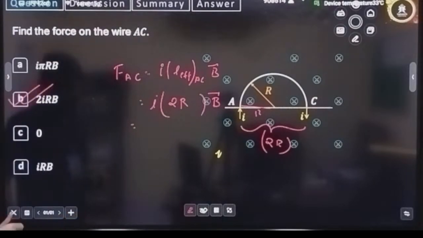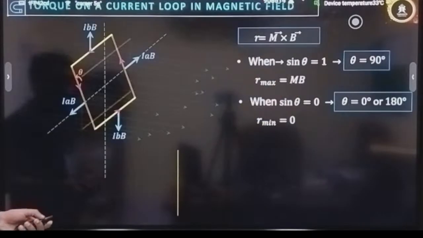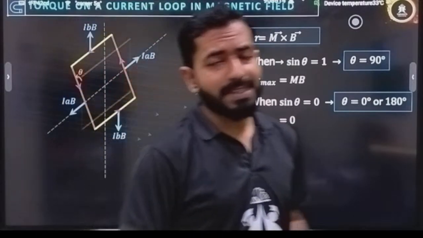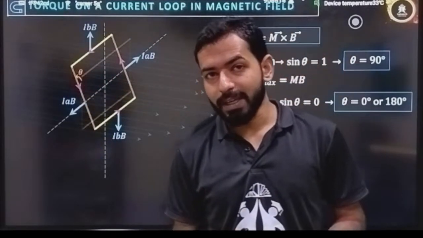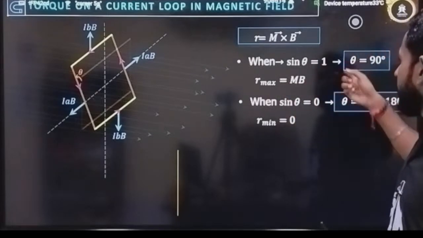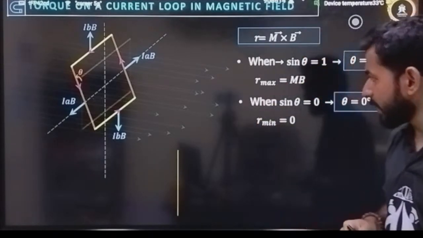Simple. So, basic application of the formula. Correct. Option B is the correct option. I have told you, now when will the torque be maximum? When sin theta will be maximum. And at what value is sin theta maximum? Sin 90 is maximum. Sin theta's maximum value is 1. So I will say, magnitude wise, it will have its maximum at theta equal to 90 degrees.